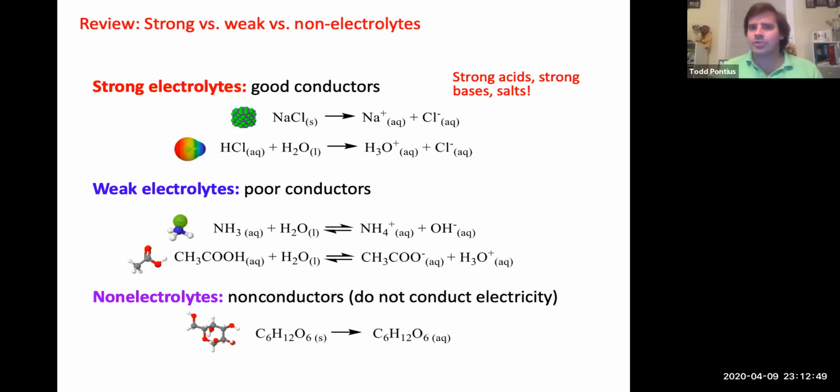Then we have our weak electrolytes. They create a marginal amount of ions in aqueous solution. Our big examples of those are weak acids and weak bases, specifically carboxylic acids and amines, respectively. And then finally, we have our non-electrolytes. They stay completely covalently bonded together. They're not going to be forming ions in aqueous solutions, so they don't conduct electricity.